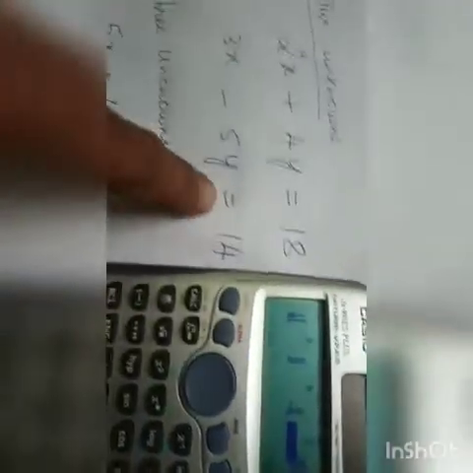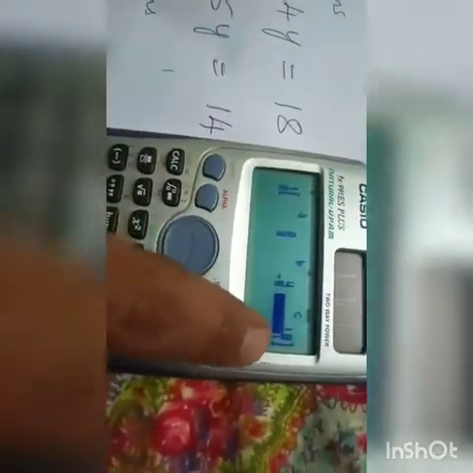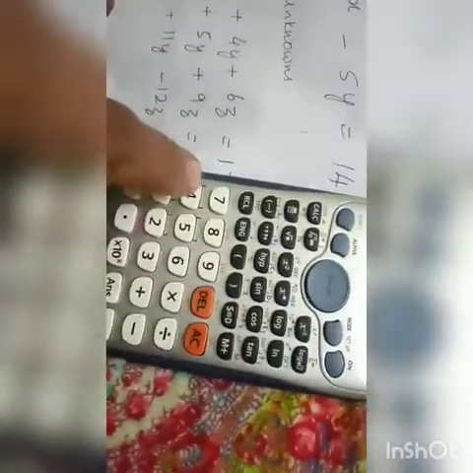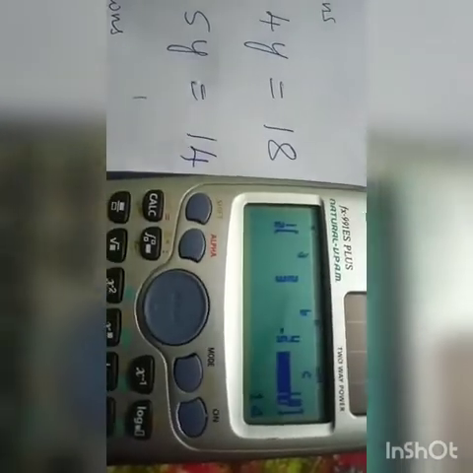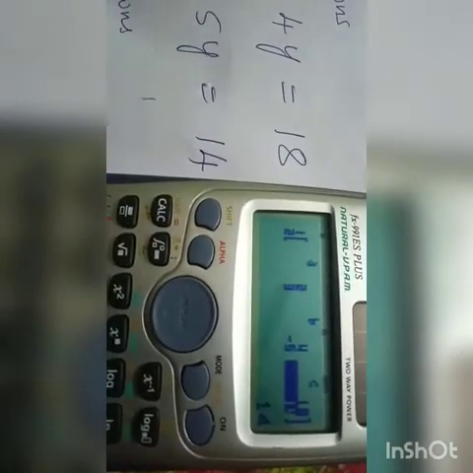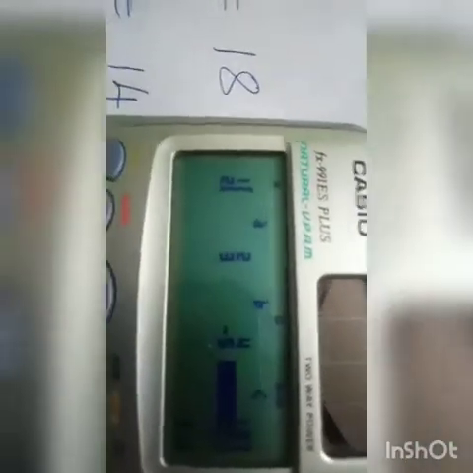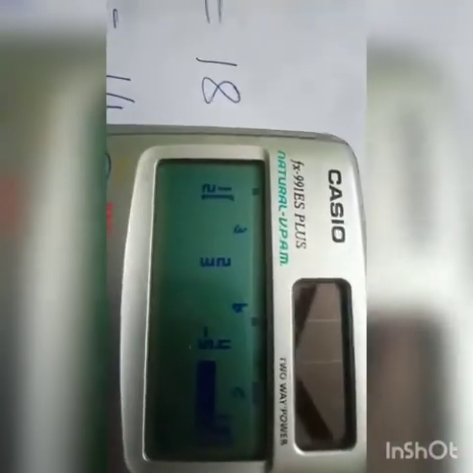Now, again, you have 14 on the last element, which you have to enter. You just type 14, and press equals. Now just observe the entire calculator. Here you can see that you have entered the coefficients 2, 4, 18 in the first row.